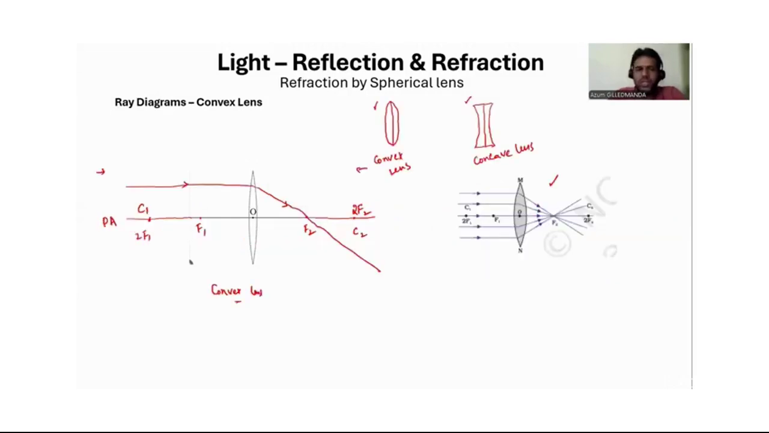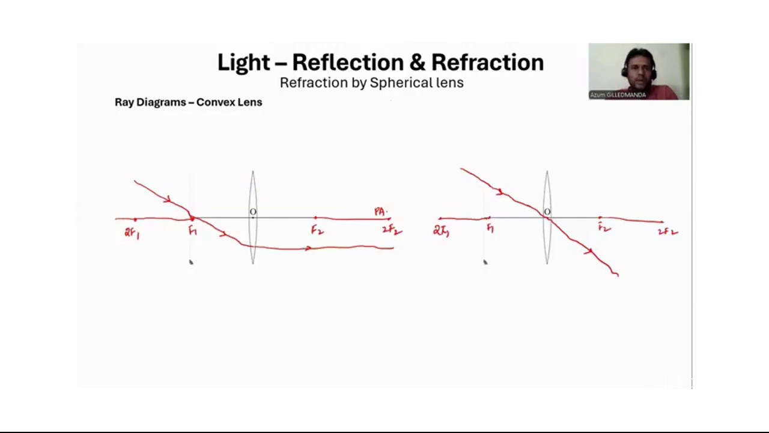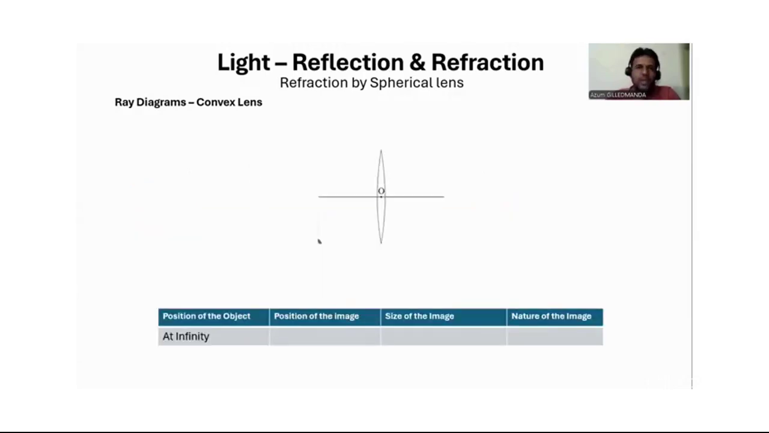Okay, so three scenarios we covered. One is a ray parallel to the principal axis, which converges through F2. A ray coming through F1 will emerge parallel to the principal axis. And a light ray which travels through the center of the lens will go undeviated as a straight line. Now, based on this, we can draw the images.